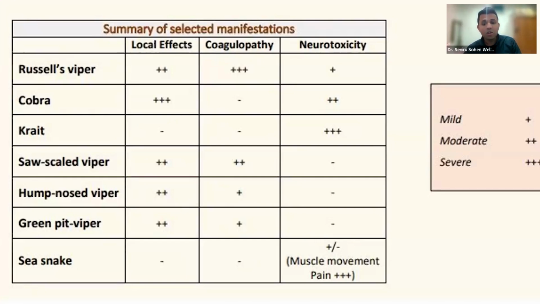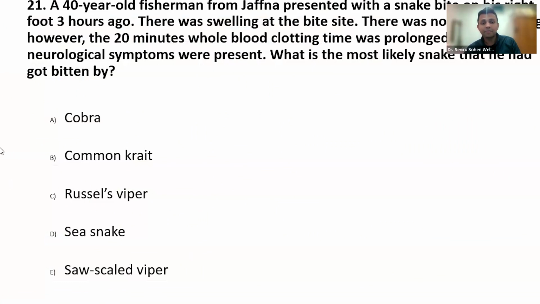So, what is the correct answer here? So cobra is definitely out because there are no neurological symptoms. Krait is out because there is a significant local reaction. Sea snake is out because of this. So what we are left with is Russell's viper and saw-scaled viper.